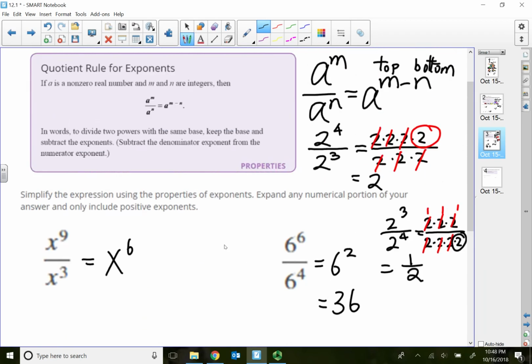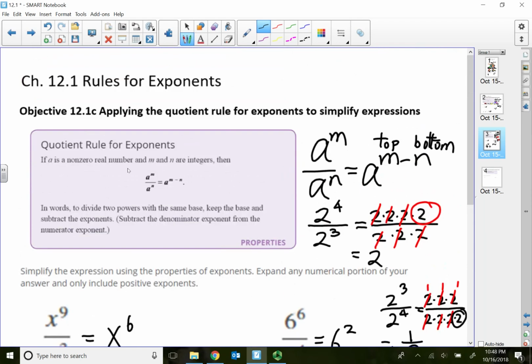All righty. So in this lecture video, we talked quickly about the quotient rule, which is that we take the top exponent and subtract the bottom, which basically means we are reducing top with the bottom, just like how we would normally reduce a fraction back in module 2.